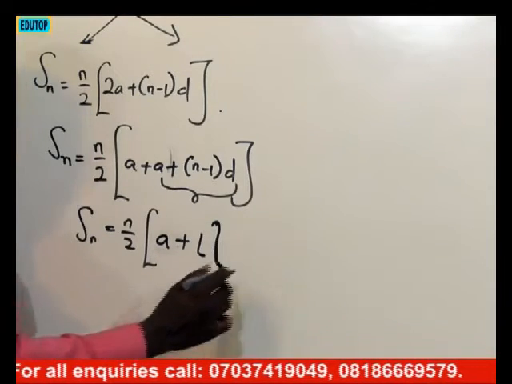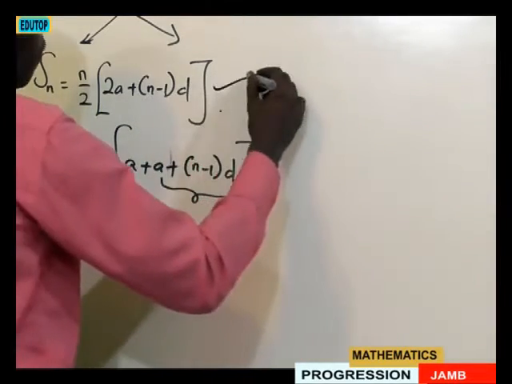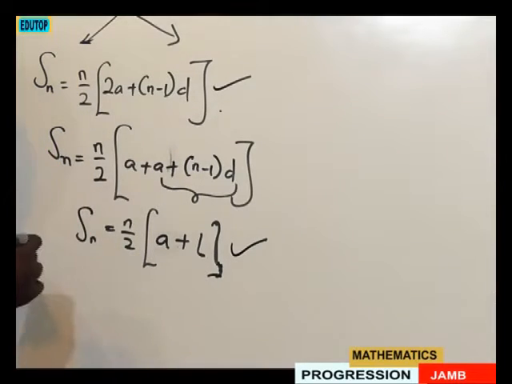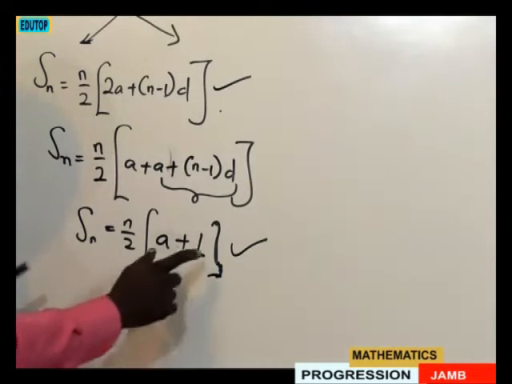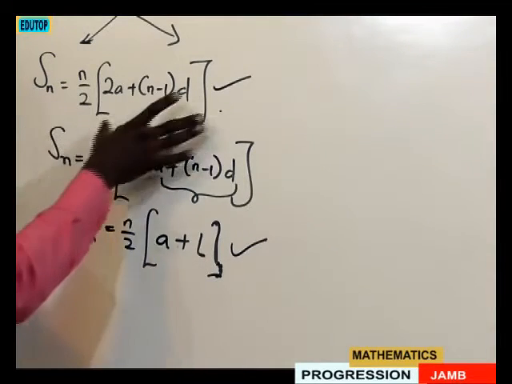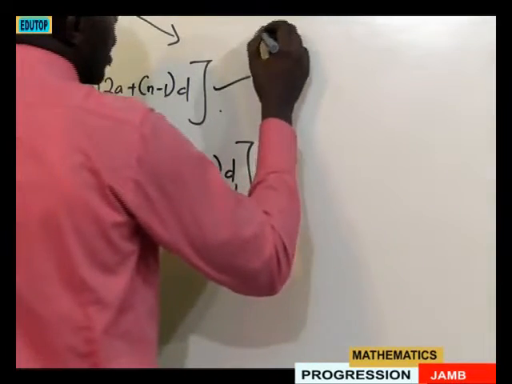So that means we have two formulae for the sum of AP. We have this one that does not involve the last term, then we have this one that involves the last term. This one can only be used when the last term is known. If the last term is not known, the only one that can be used to determine the sum of AP is the first one. Take note of that.